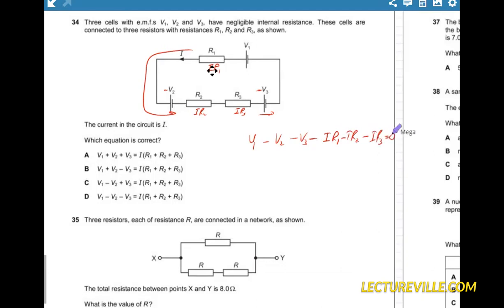Now, let's rearrange it. It will become V1 minus V2 minus V3 equals, because we have shifted things to the other side, I into R1 plus R2 plus R3. So answer should be D.